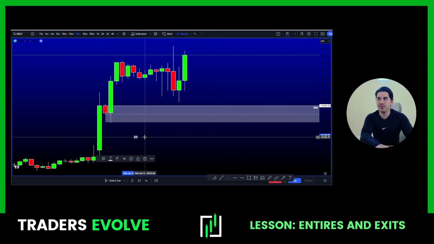So I'm going to wait. When 50% hits, if we bounce and we get some type of structure, we're playing long. Now if we break 50% and we get some type of retest, play the short. If we have a breakthrough to the downside, I'm going to wait to see if it's an aggressive breakthrough.